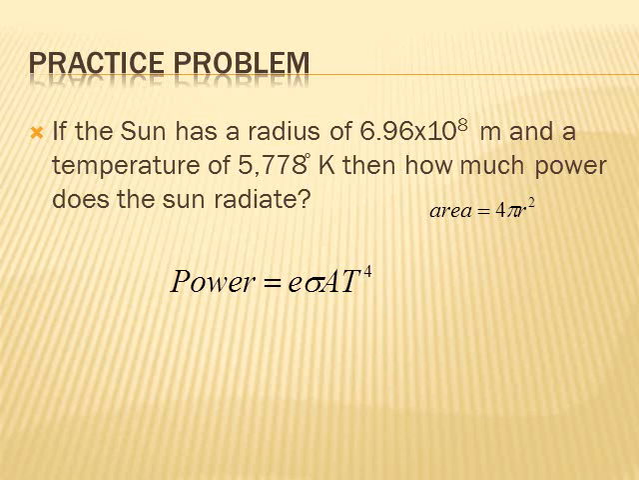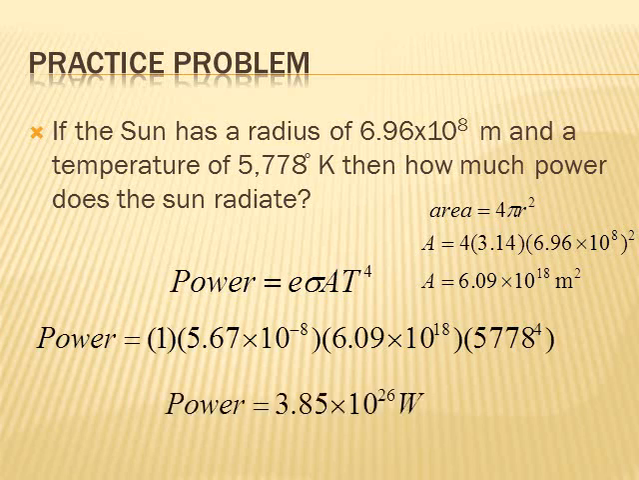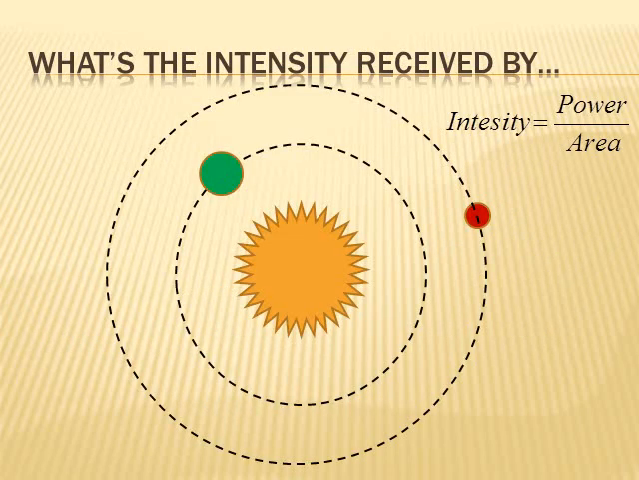Once you've done so, you will find that the surface area turns out to be 6.09 times 10 to the 18th square meters. And then when you take this surface area and you plug it into the equation, you will find that the answer should be 3.85 times 10 to the 26 watts. So that means that the sun is giving off 3.8 times 10 to the 26 joules every single second. That's a whole lot of energy.